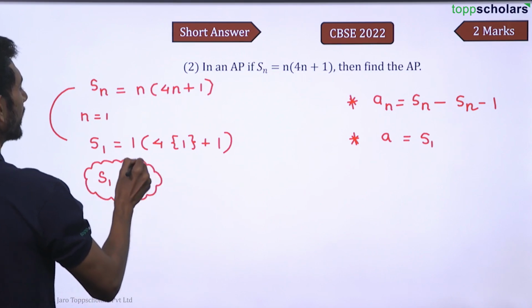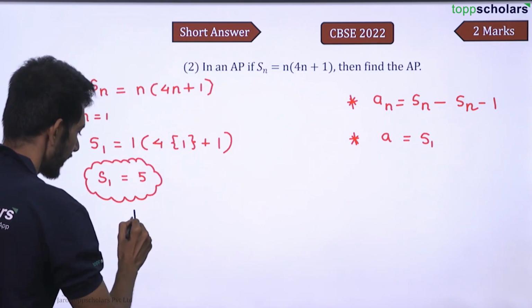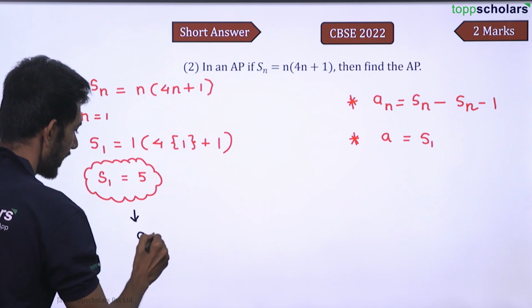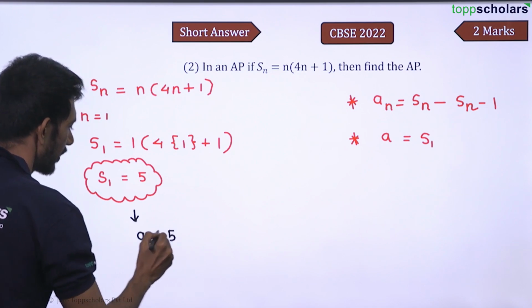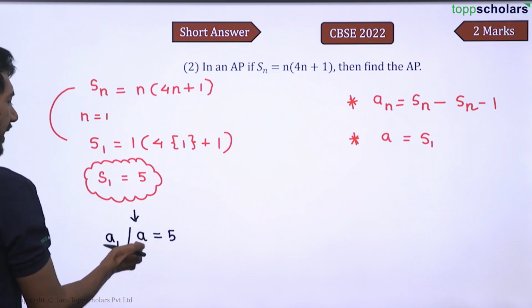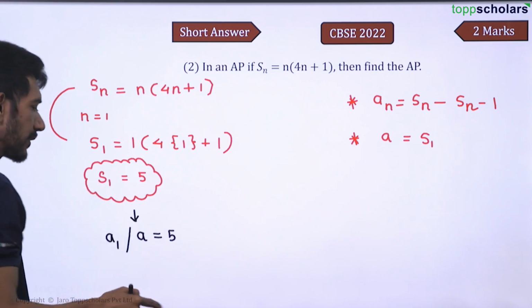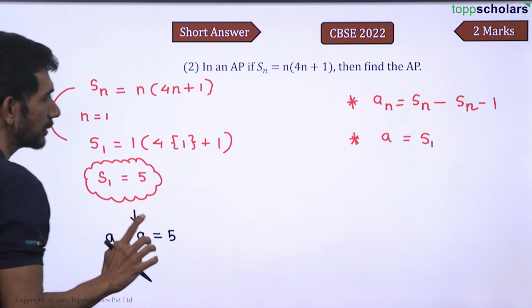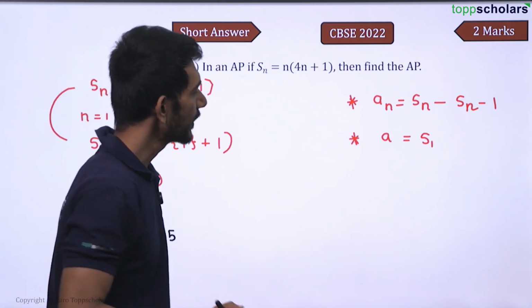Now S1 is 5. So if S1 is 5, can I say from here A is 5? Or can I say A1 is 5? Everything is the same. A and A1 is the same, S1 is the same. The first term is 5. We got the first term. Now we will use this. Now tell me one thing.